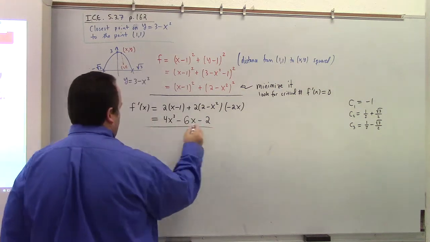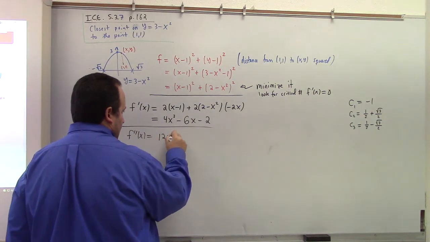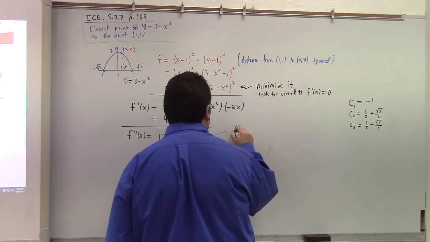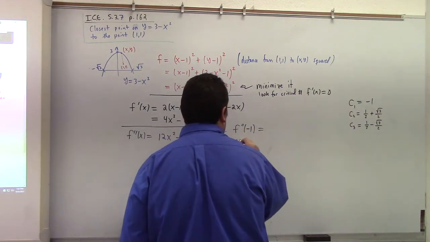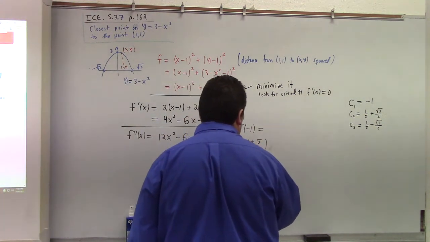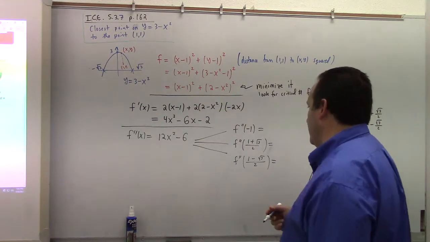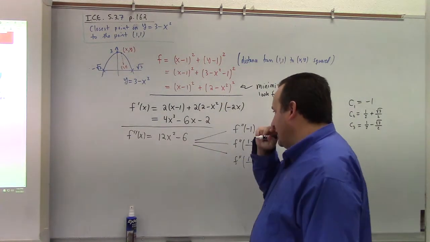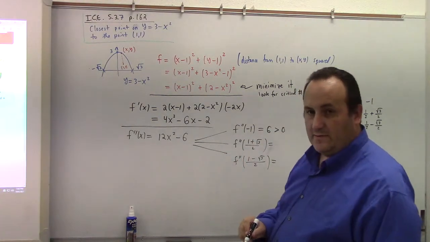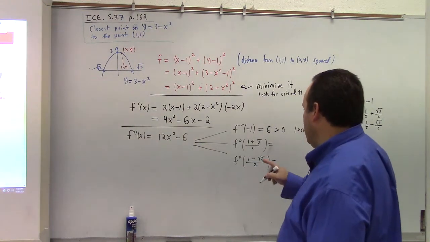How about this? We take f prime prime of x, what do we get? We get 12x squared minus 6, right? So let's check. What is f prime prime of minus 1? What is f prime prime of 1 plus the square root of 3 over 2? And what's f prime prime of 1 minus the square root of 3 over 2? So first of all, 12x squared minus 6 gives me what? 12 minus 6, which gives me 6. It's greater than 0, so that's a minimum, a local minimum, right? How about when I plug in 1 plus root 3 over 2?